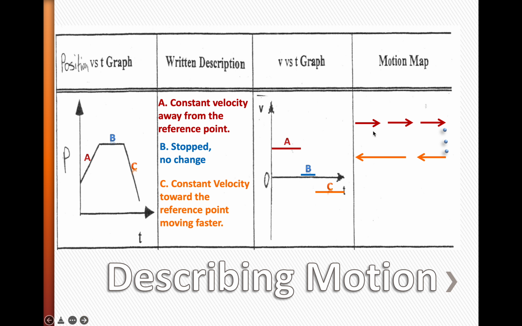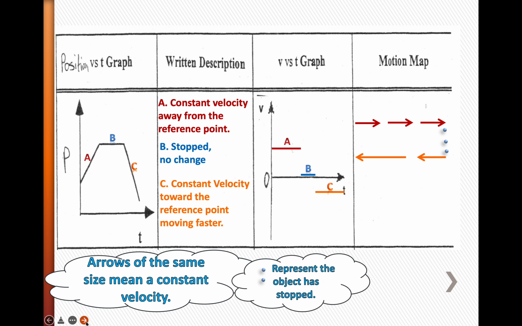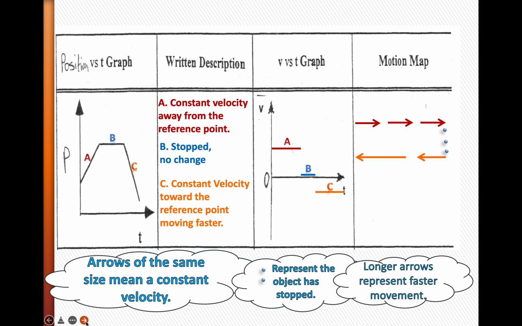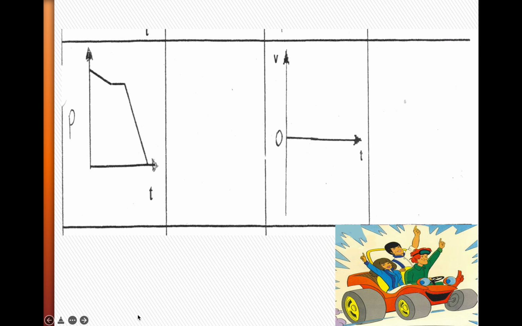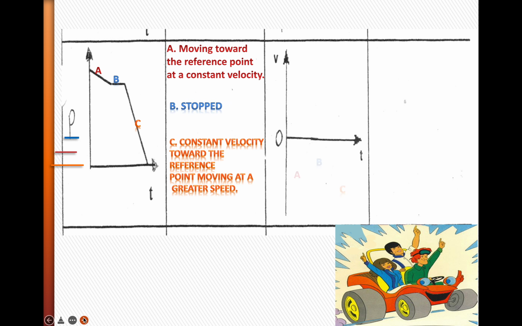So again, we would have shorter arrows here, 3 dots where it's not moving, and longer arrows here. Again, I think these should be the same length. So we've got another one here, and you may want to think about what that would look like. Moving toward the reference point, stopped. Moving toward the reference point, moving at much greater speed.